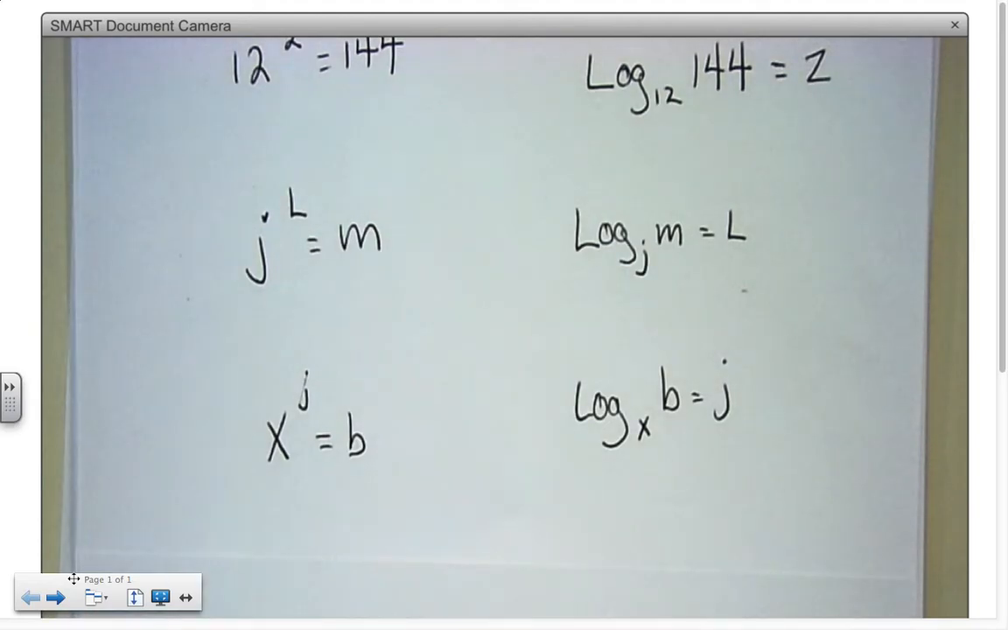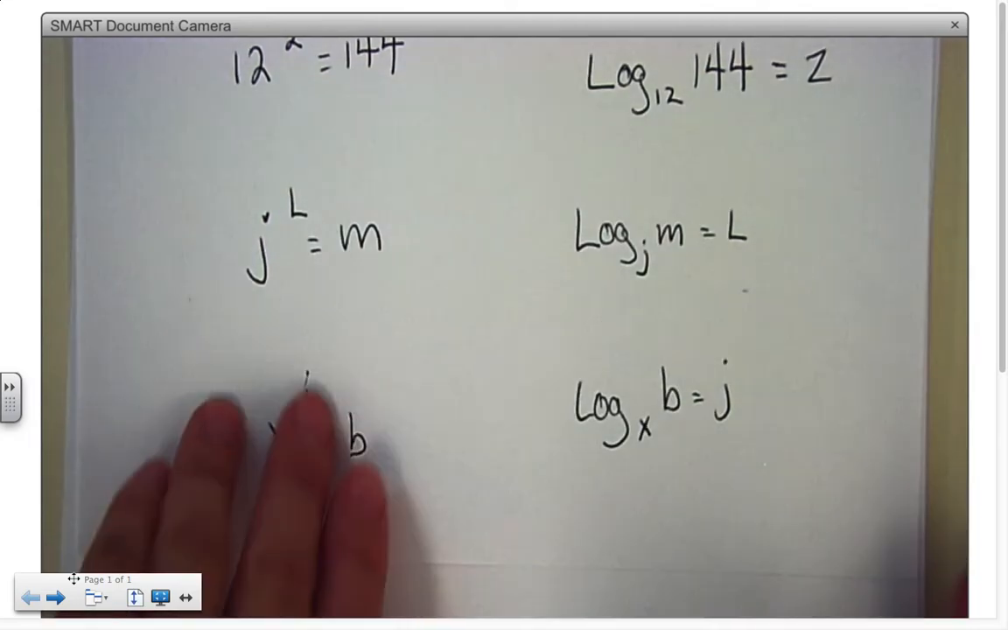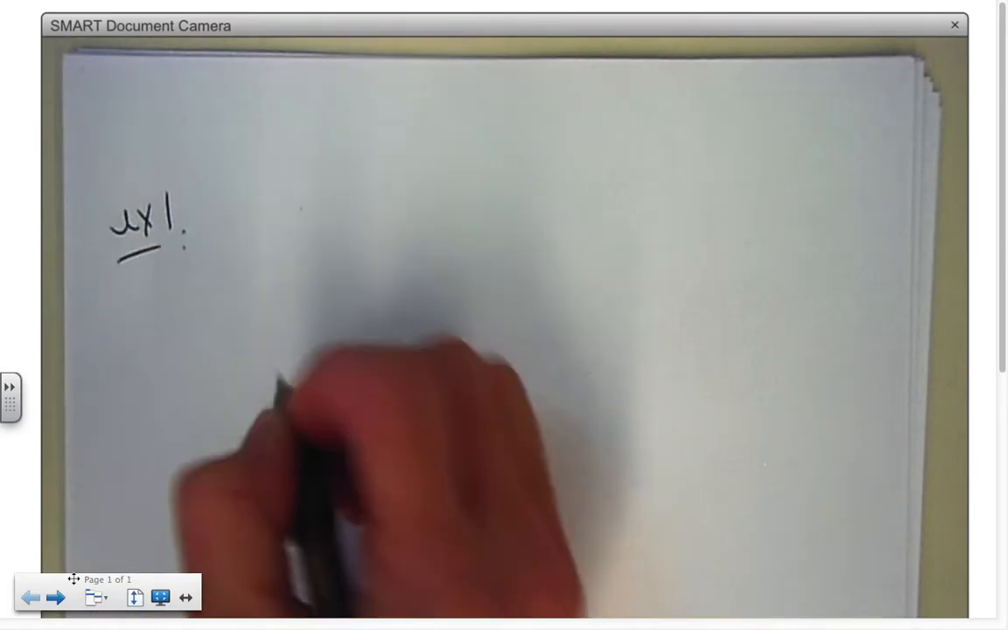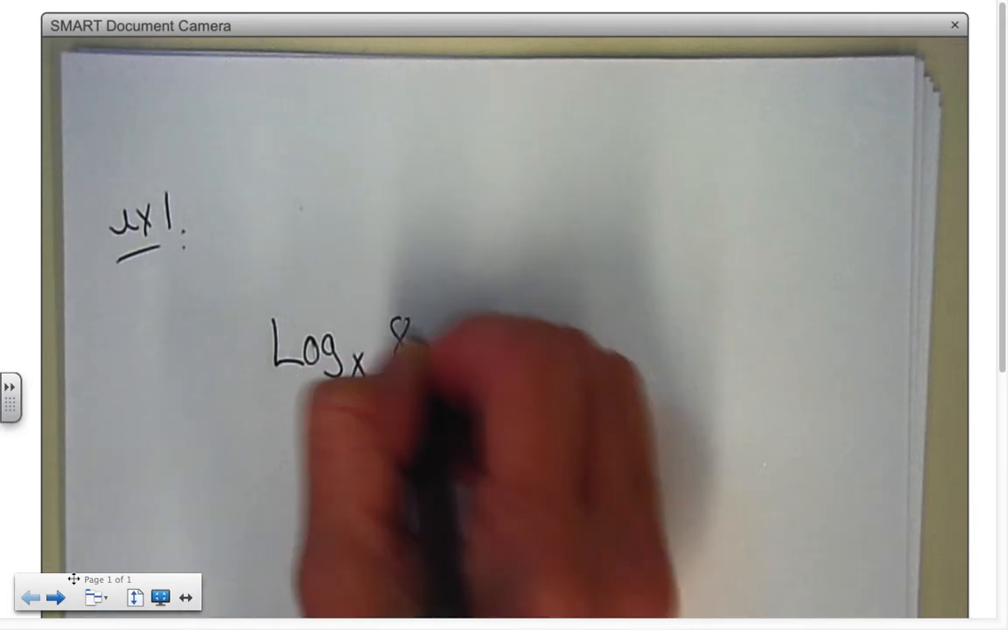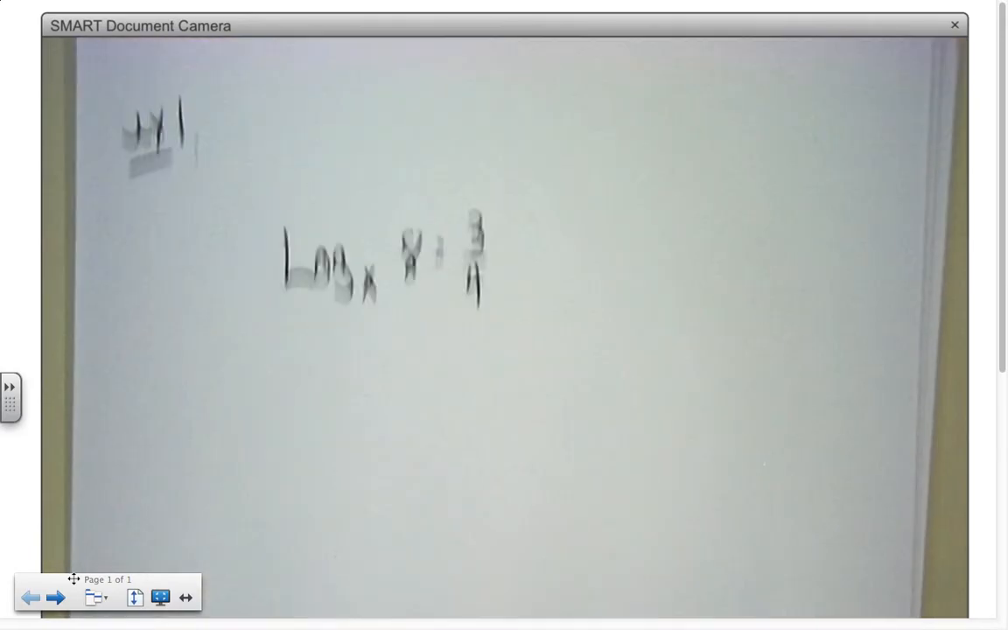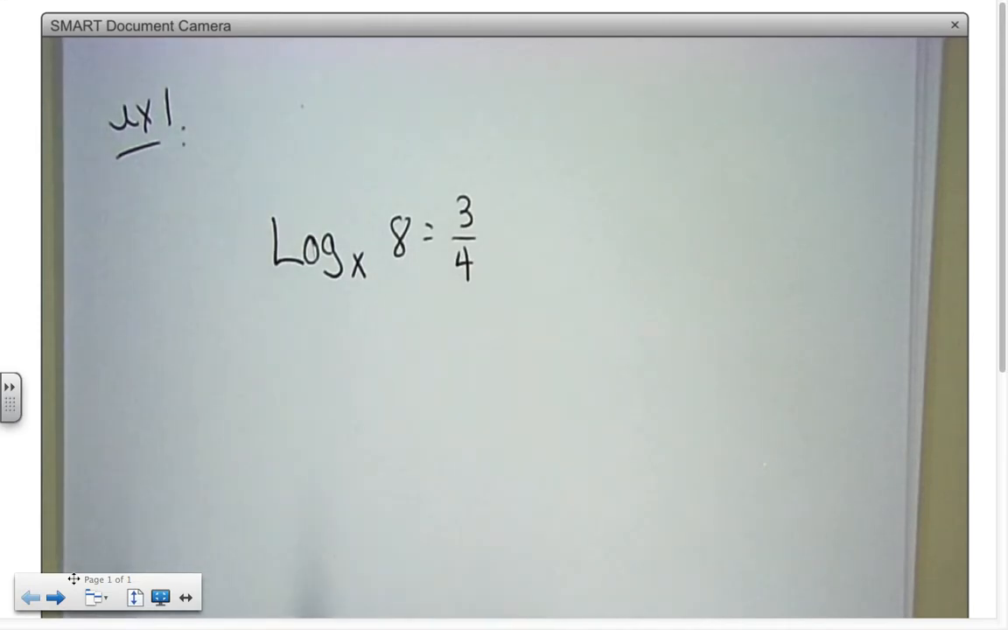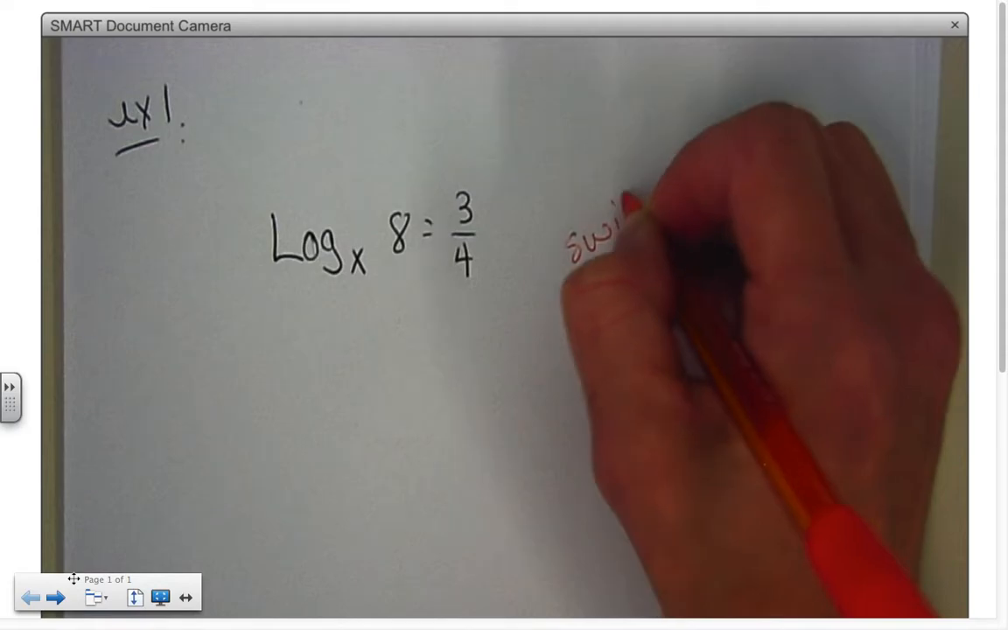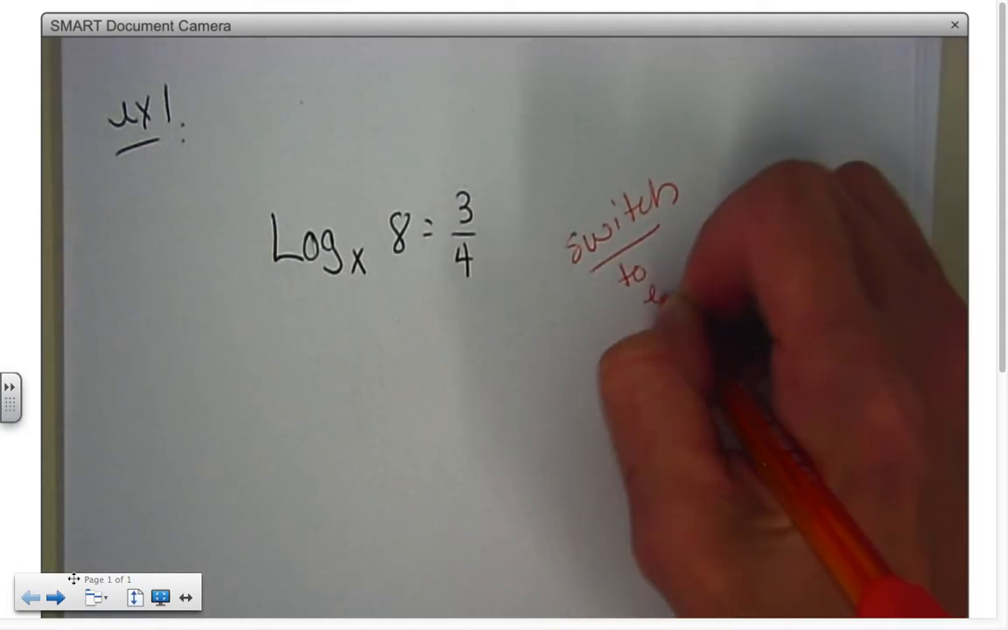All right, so that's one huge part of today. Being comfortable with log to exponent and exponent to log, working forward and working backward. And now we're going to solve some equations that are given to us in log form, and we're just going to switch them from log into exponential. So here's our example 1. Suppose they give you log base x of 8 equals 3/4, and they ask you to find x. It looks very intimidating because this word log is different, but all you're going to do is switch out of log form into exponential. So step 1 is switch to exponential form.